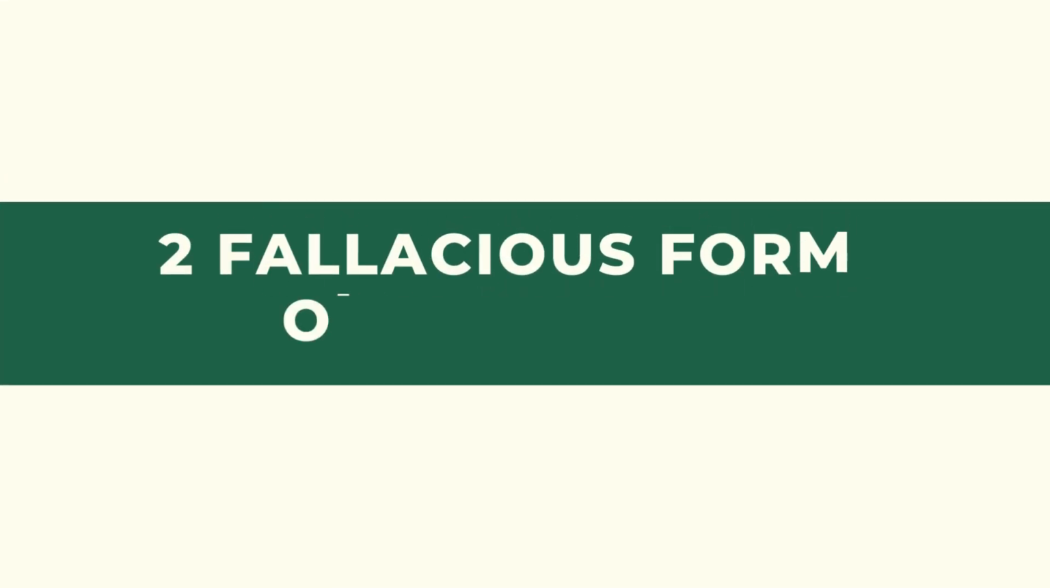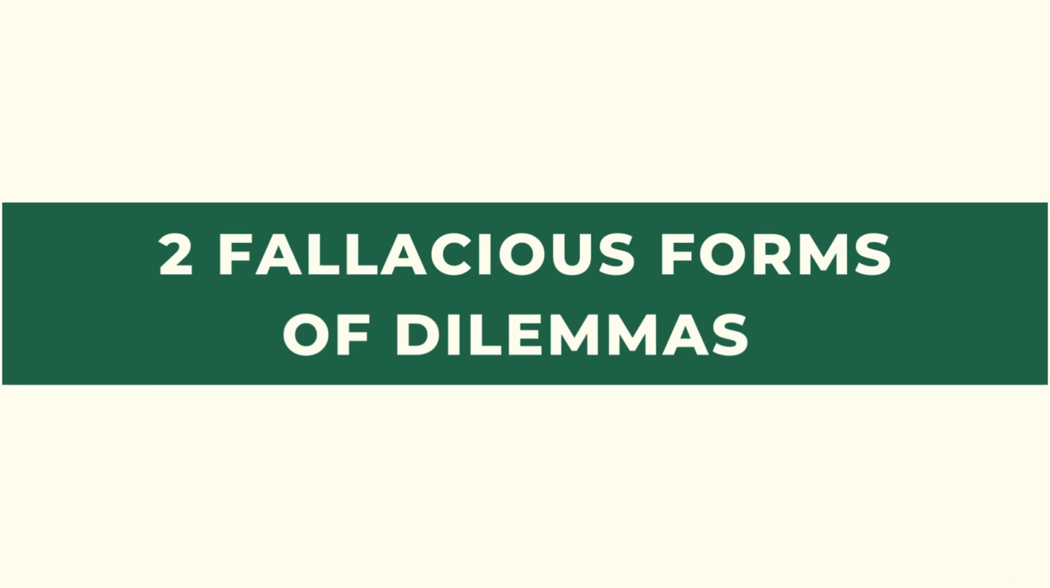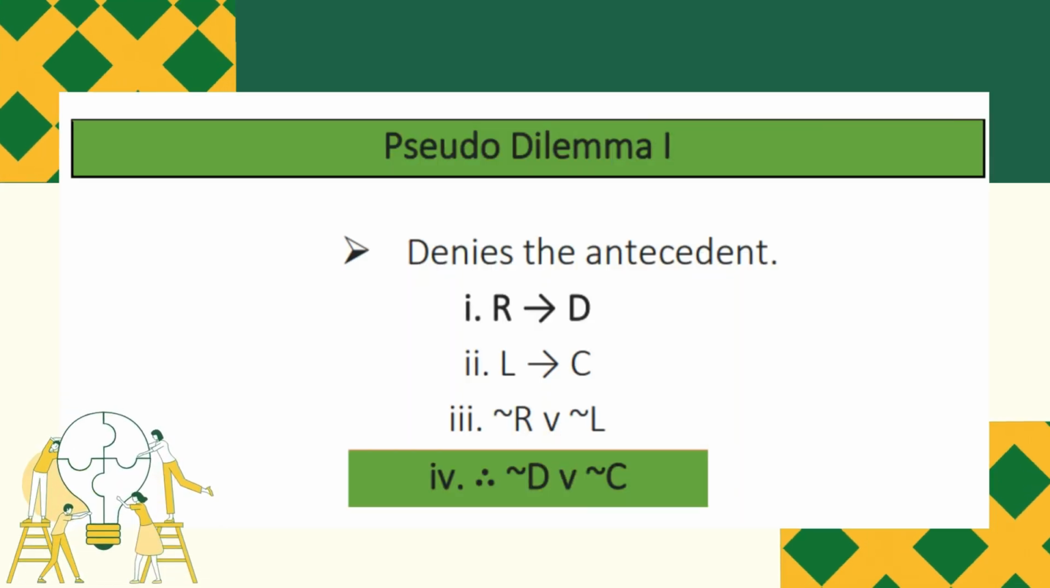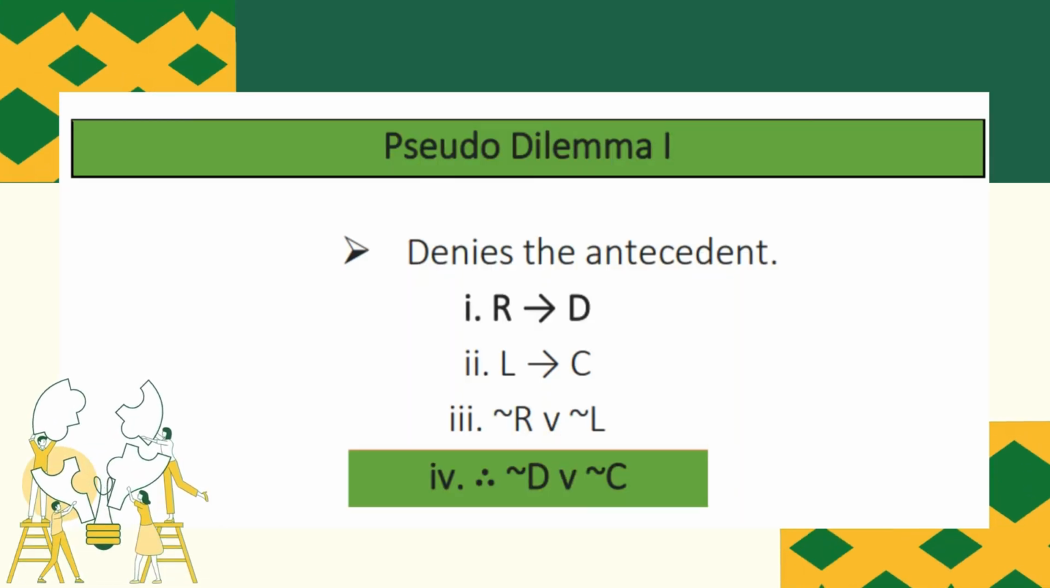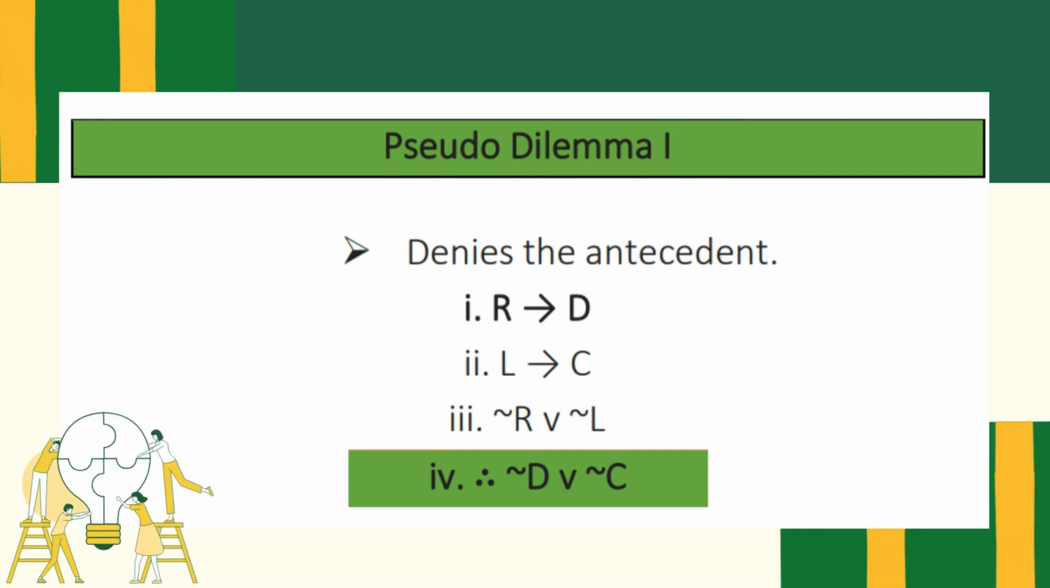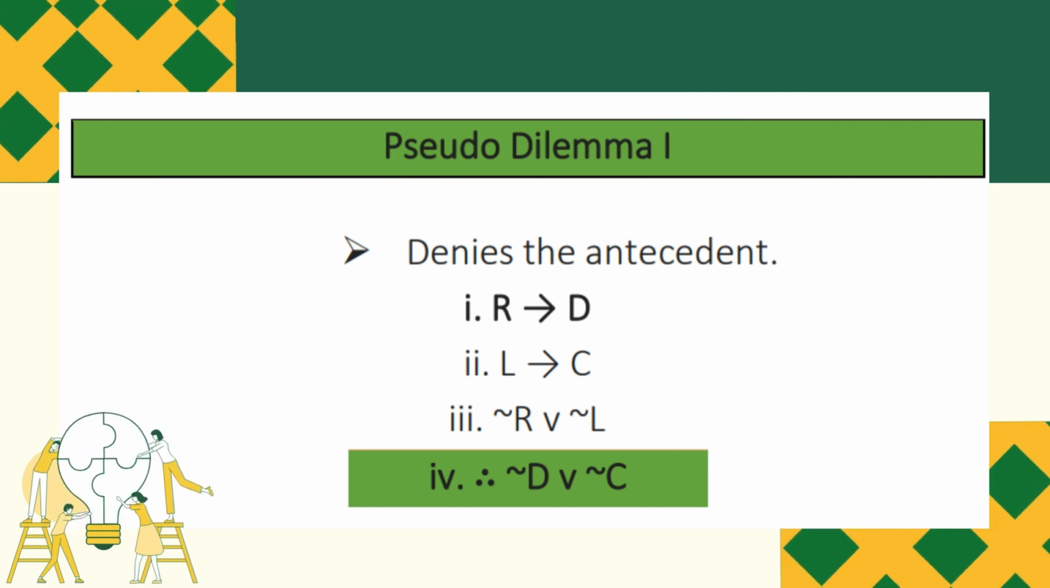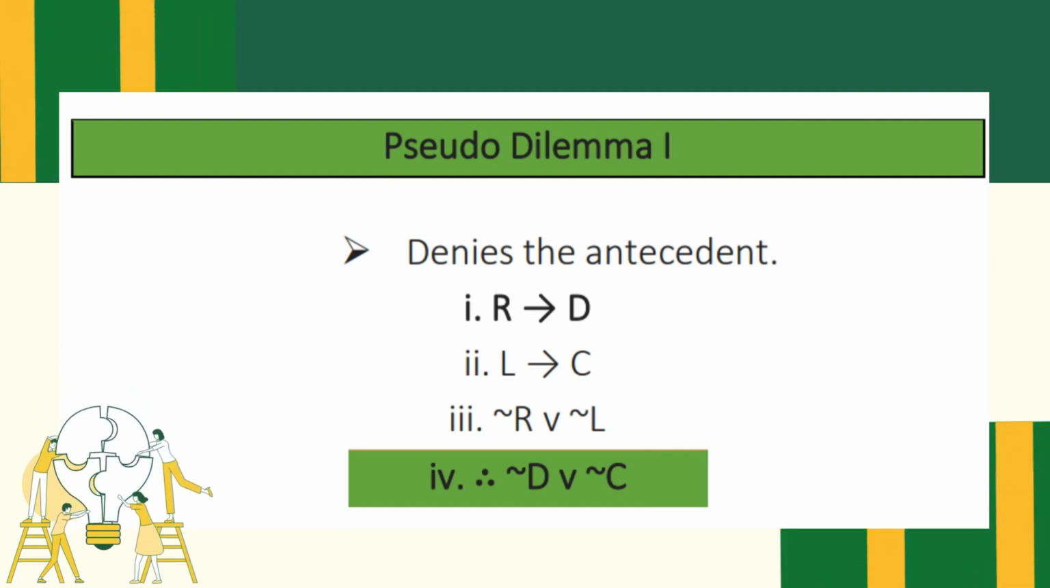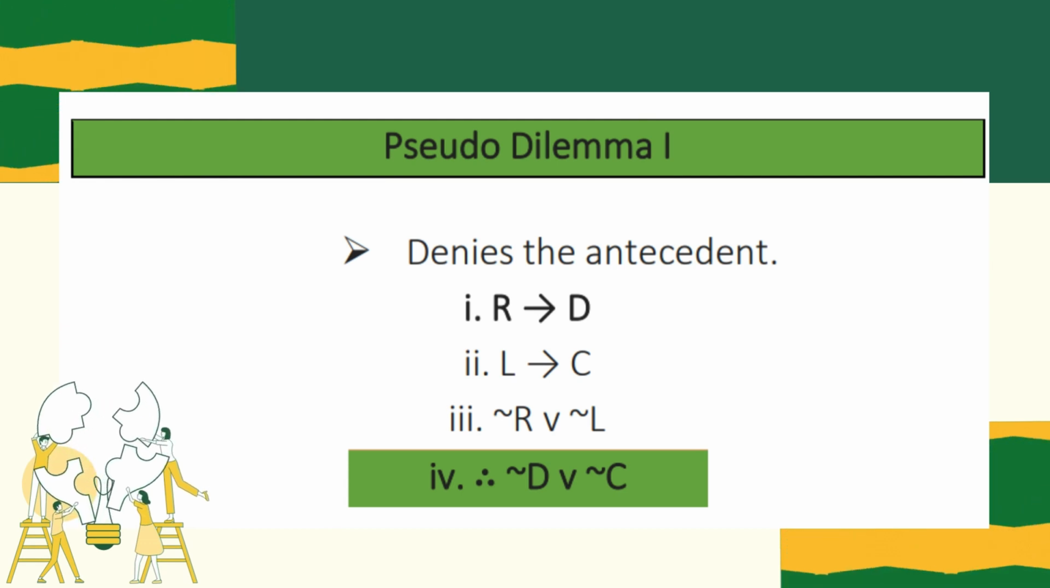The two fallacious forms of dilemmas. Pseudo-dilemma 1 denies the antecedent. Premise 1, if R, then D. Premise 2, if L, then C. Premise 3, not R or not L. Premise 4, therefore, not D or not C.